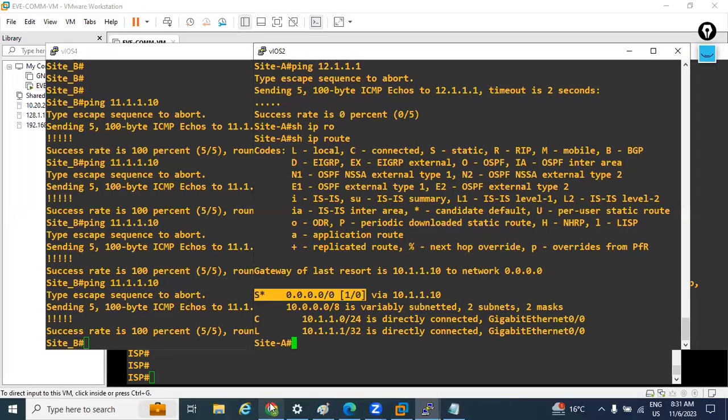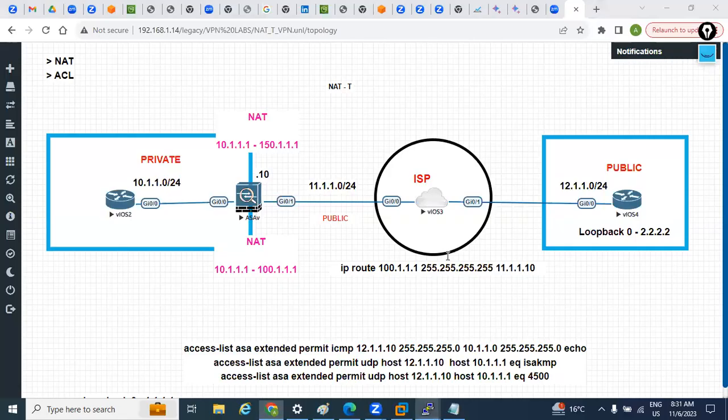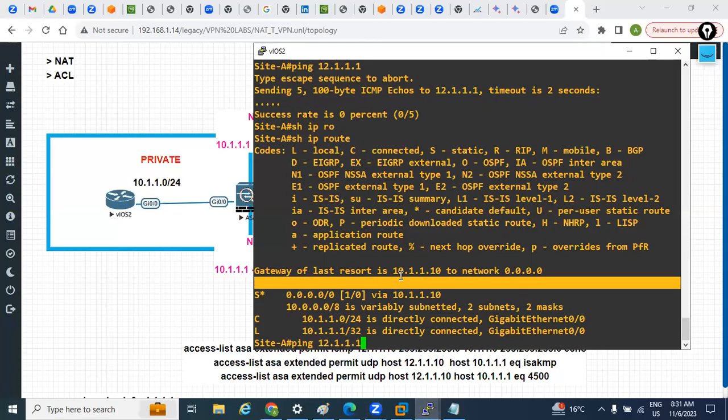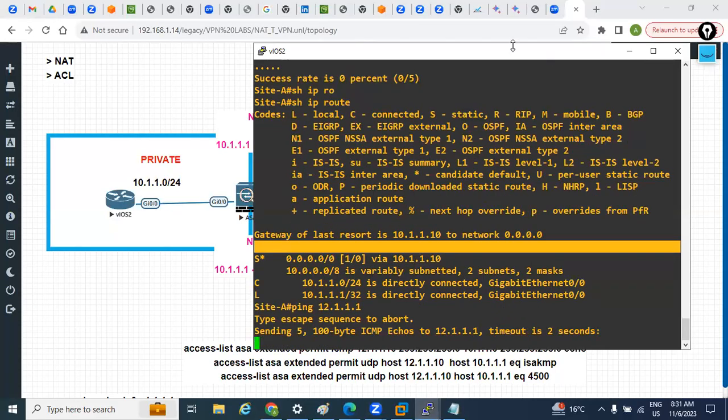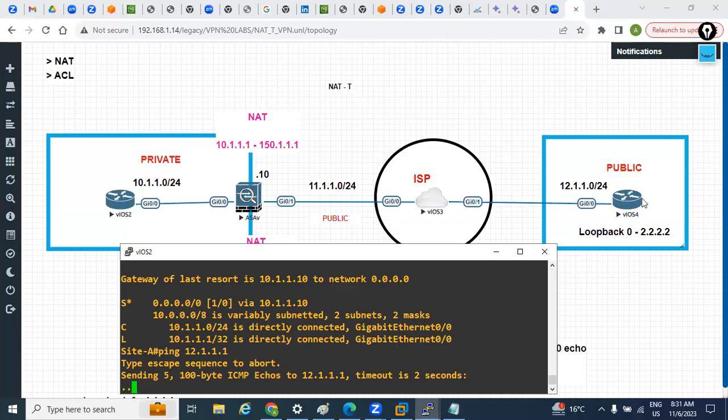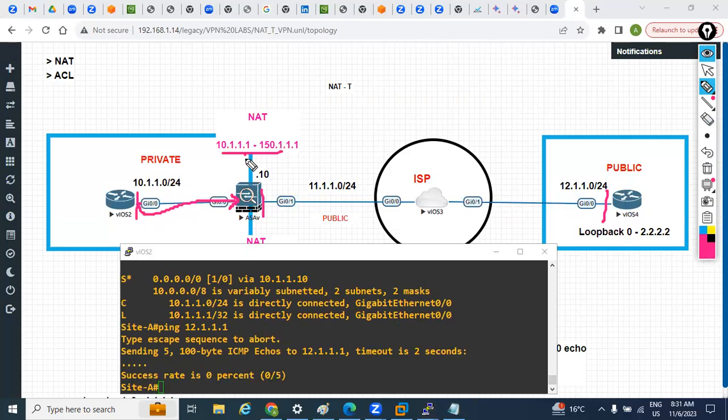Guys, is there anyone in this batch right now who can tell me why I'm not able to ping? If you know, that's fine, or else I'll explain. Even though I have configured NAT here, I'm still not able to ping. There is reachability between these, and I have configured a NAT. So as per that, data should go to this one and be converted into 150.1, and after that, we have reachability, so it should communicate. But it's not happening. Is there anyone in this batch who can explain why we are not able to ping?